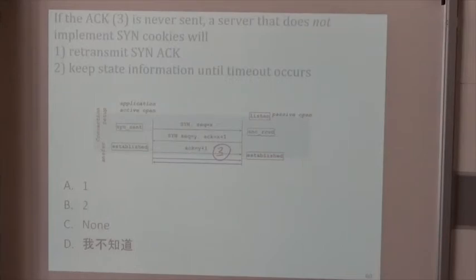But the packet is lost. So you're a legitimate peer sending packets to the TCP server. The ACK here is lost, right? What should the server do? Retransmit the SYN ACK, or keep state information until a timeout occurs. Which of those two things will it do?